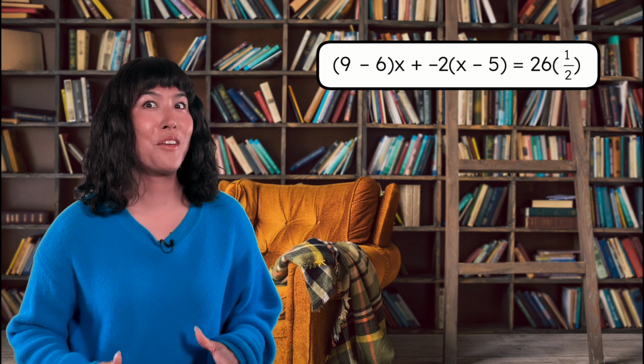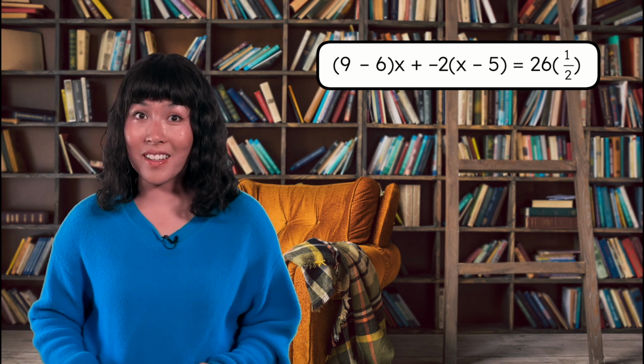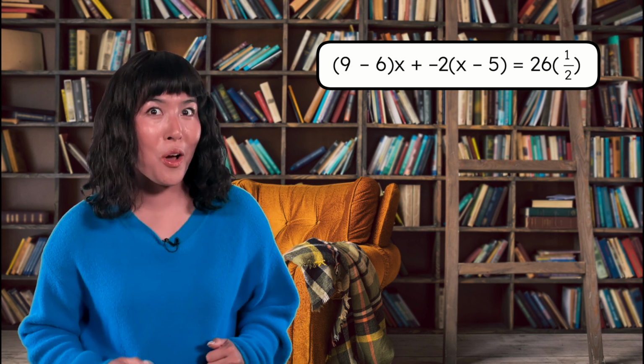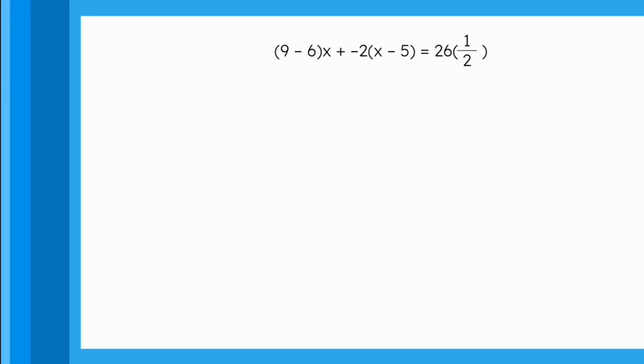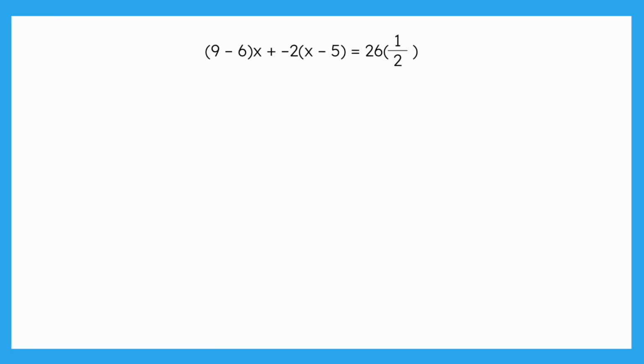If you are feeling confident and would like to try this on your own, pause the video here. Otherwise, follow along with me. There's quite a few spots that need to be simplified, so like before, I'll start on the left and work my way to the right. In this first set of parentheses, I'll simplify 9 minus 6 to 3, which means this term just becomes 3x.